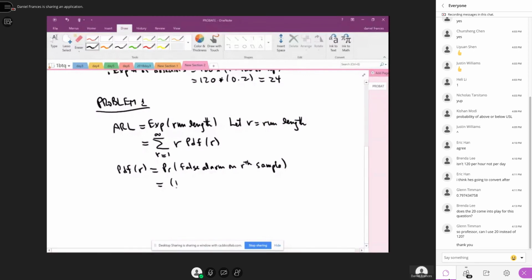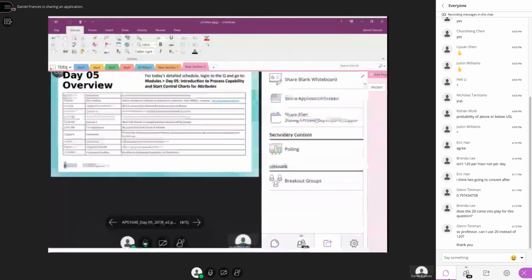The probability of an alarm is alpha, if you know from that little box. I'm not going to draw it again, but alpha is the probability that you have a false alarm, that the thing is out of bounds, but really the process is still in control. So it's 1 minus alpha to the R minus 1. So for R minus 1, we're fine. And then you had a false alarm in that Rth one. Is that clear? Any questions? Nothing? Okay.